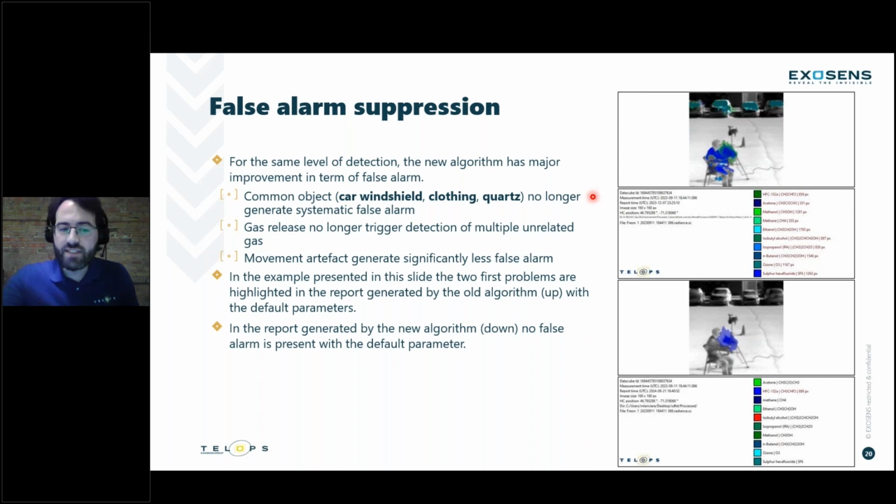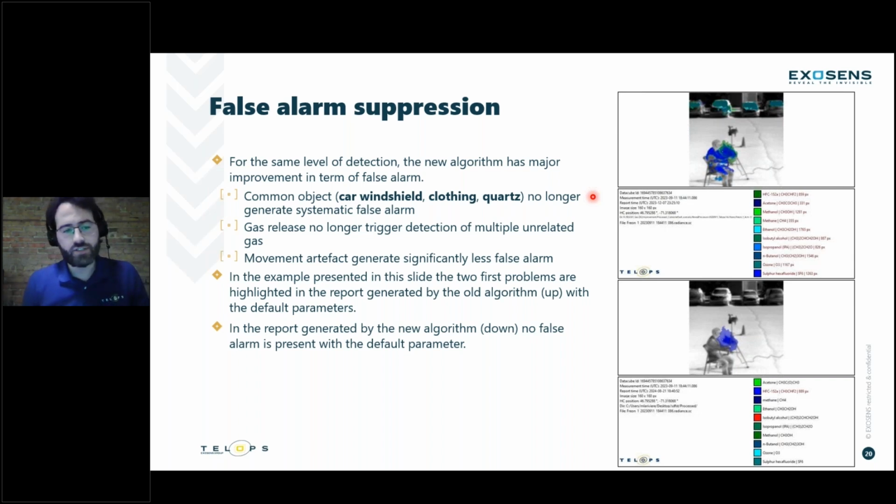A single gas release no longer triggers a detection of multiple unrelated gases. That was an issue as well. If you had scenarios that you had multiple gases that you wanted to detect in a scene, especially gases that can have an intersect in their IR signature, then you could create some false alarms like this.